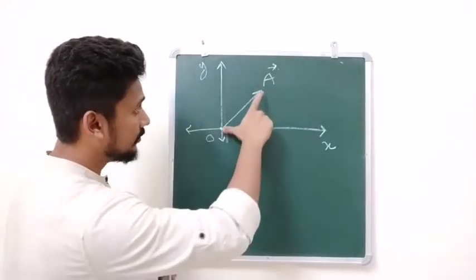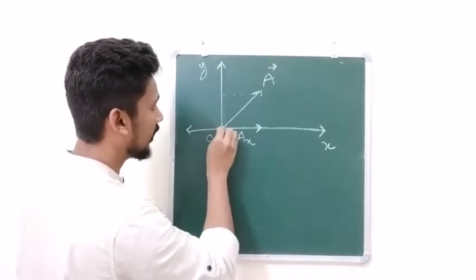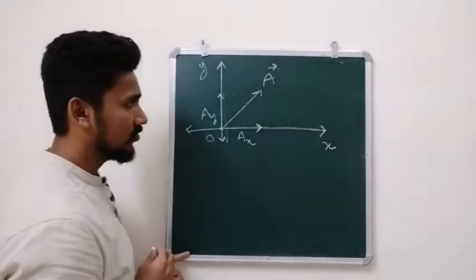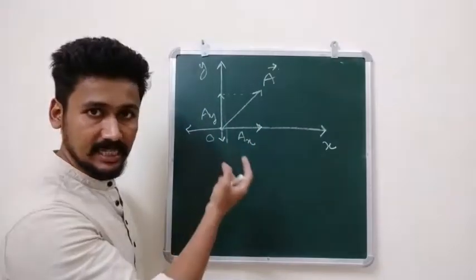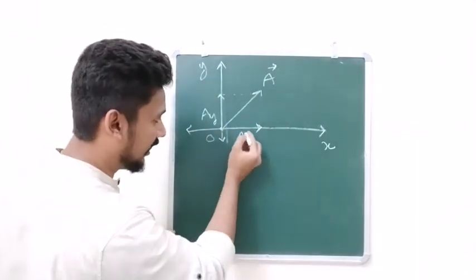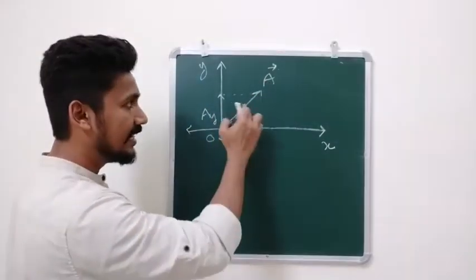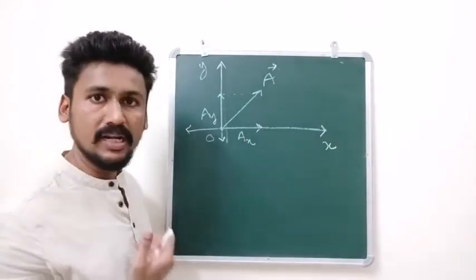Right? And similarly we can see vector A has got some part along the y-axis. That is here, we can call this AY. And of course now you can visualize that vector A is nothing but AX plus AY, right? If I call this a vector, this vector AX plus this vector AY is giving us the vector A, correct? And this is basically called resolution.